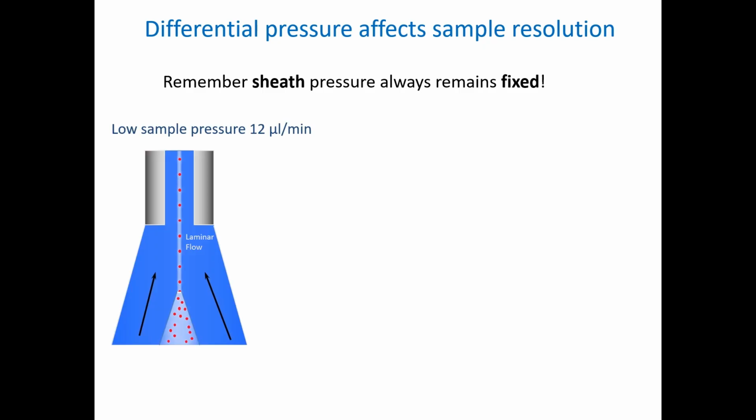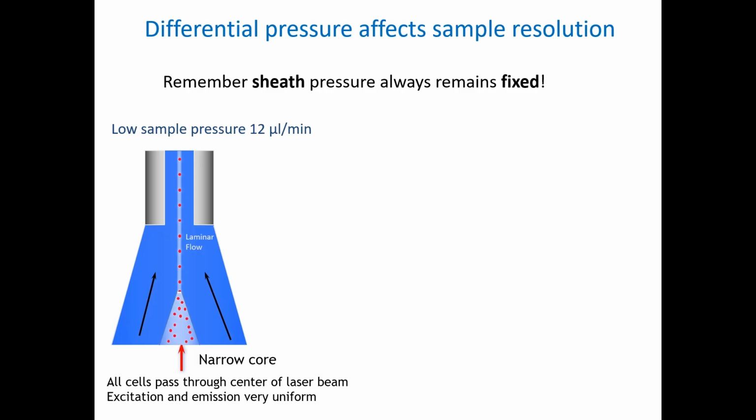The pressure differential between the sheath pressure and the sample pressure will affect sample resolution, so the amount of pressure applied to the sample tube will affect the quality of the fluorescence measurement. Remember that the sheath pressure stays fixed and is regulated by the cytometer, but you as the user regulate the sample pressure. If you run at a low sample pressure, say here the sample is running at 12 microliters per minute, the sample is pushed into a very narrow core stream within the sheath stream.